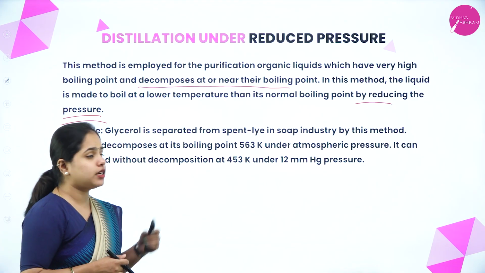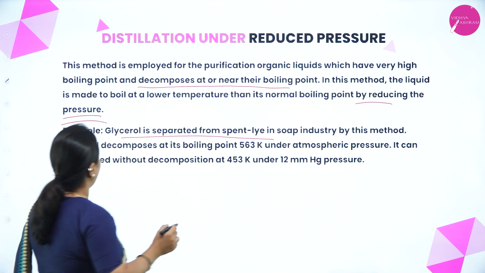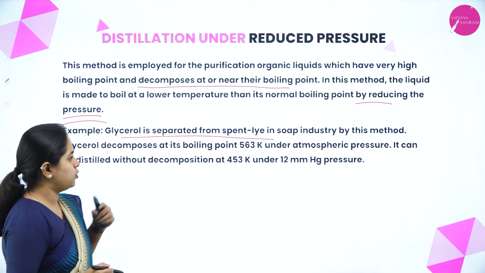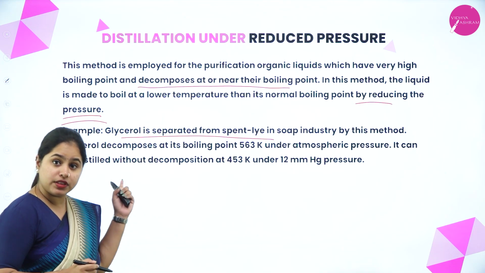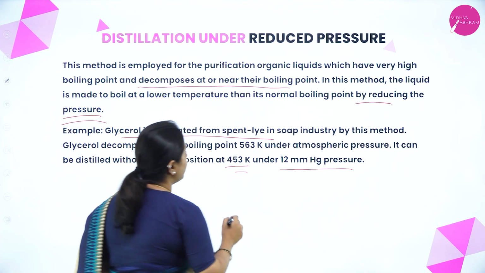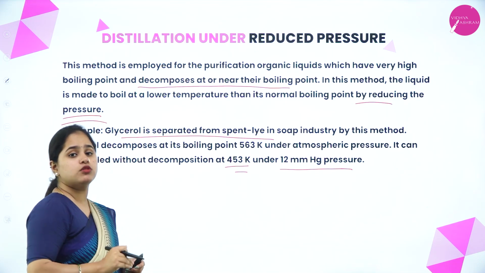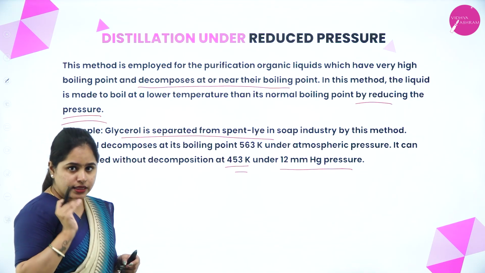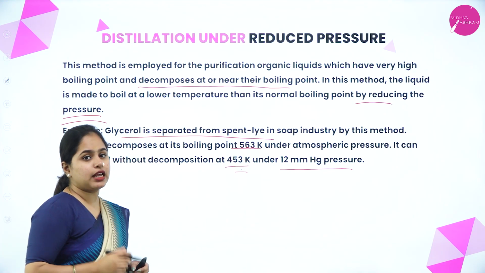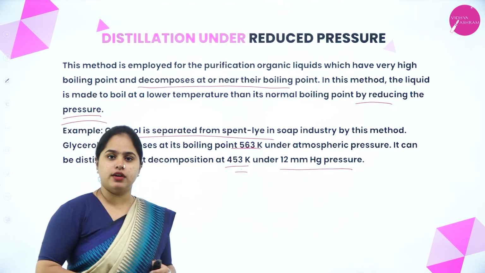Glycerol is separated from spent lye in the soap industry by this method. This is an important example. Glycerol decomposes at its boiling point, 563 Kelvin, under atmospheric pressure, and it can be distilled without decomposition at 453 Kelvin under 12 mmHg pressure. So when we decrease the pressure, instead of 563 Kelvin, at 453 Kelvin itself we can boil the liquid. So this is distillation under reduced pressure.